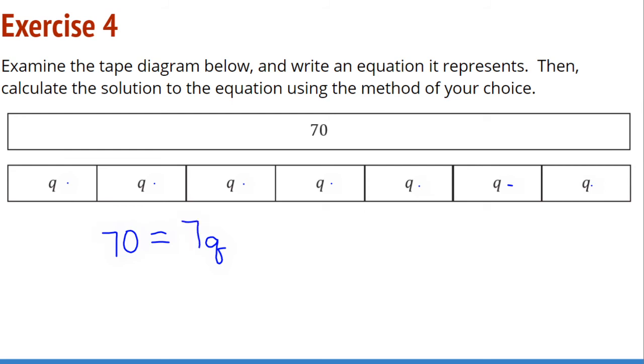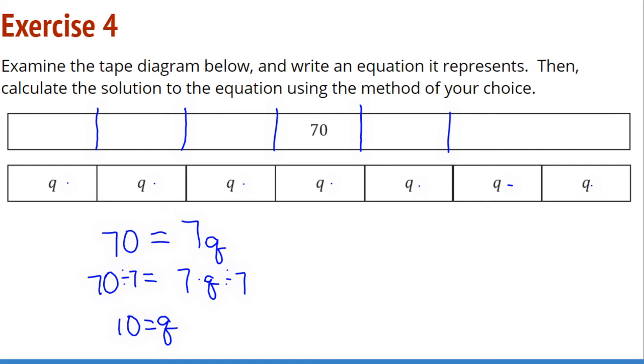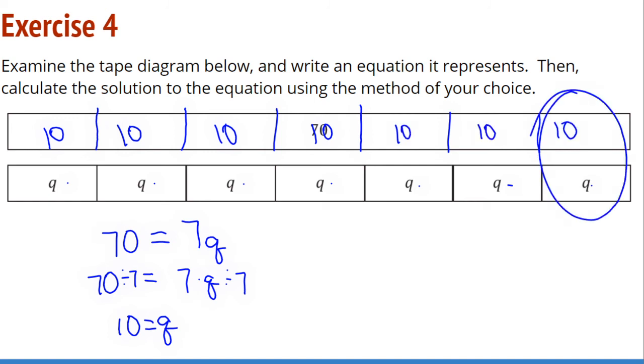7Q equals 70. I could solve this algebraically now. 70 is equal to 7 times Q divided by 7. And of course this would also need to be divided by 7. So 10 is equal to Q. Tape diagram, I could extend my cuts up here and say I've got 70 divided by 7, and each one of these is going to be worth 10. And I can see that Q is equal to 10.